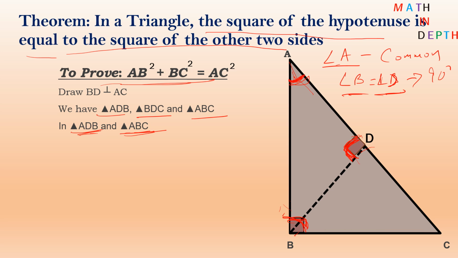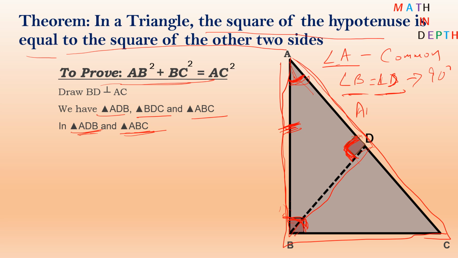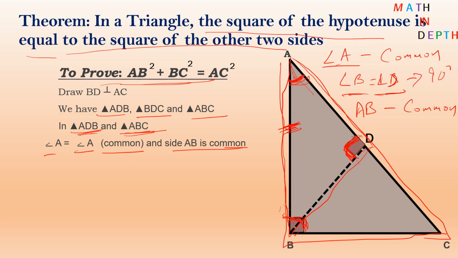Now in triangle ADB, this AB, and in triangle ABC, here also AB is there. So this AB is common for both the triangles. So can we write it here like this? Angle A is equal to angle A, because it is common, and side AB is common.